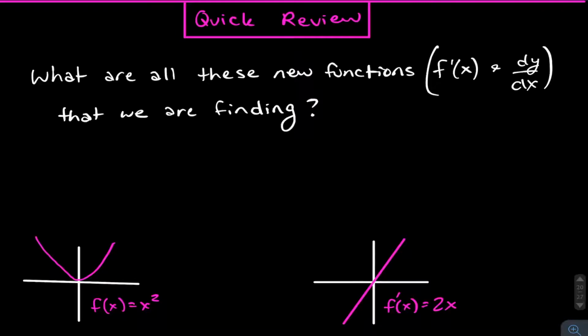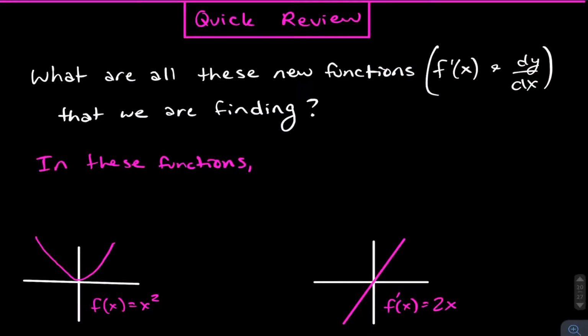Let's make everything concrete. Okay, so what are these new functions f prime of x and dy/dx that we're finding? What are these actually representing? And before I actually write this down, why don't you try telling me? If you're in front of people, just say it in your head. You don't gotta go saying it out loud or anything. But what are we actually finding here? Let me know if you can think of it first.